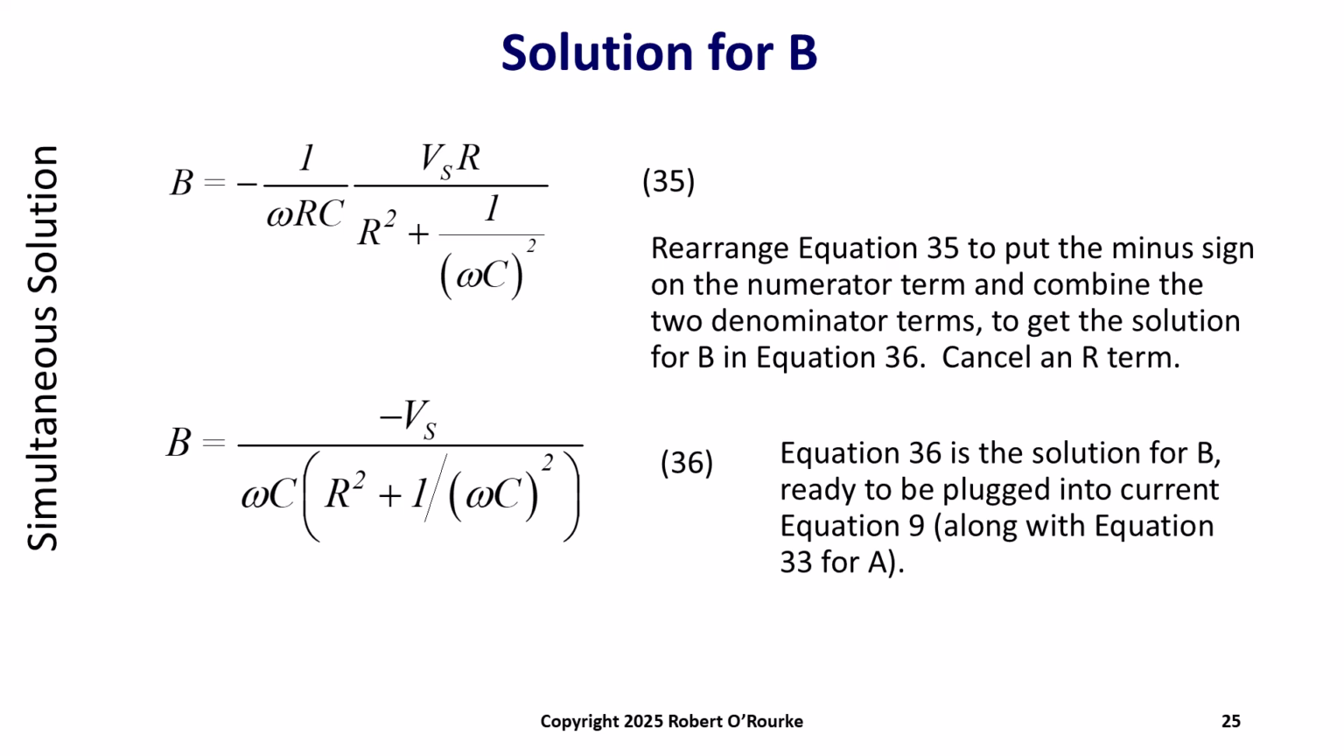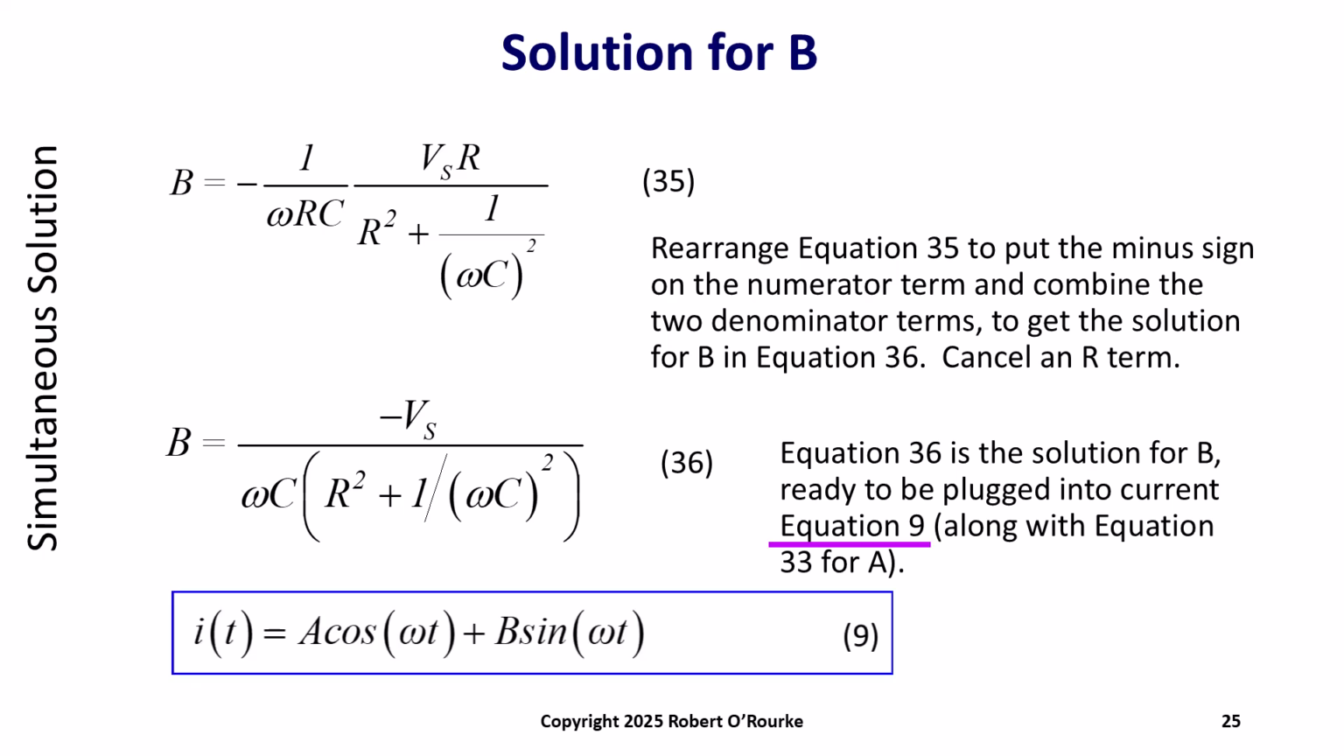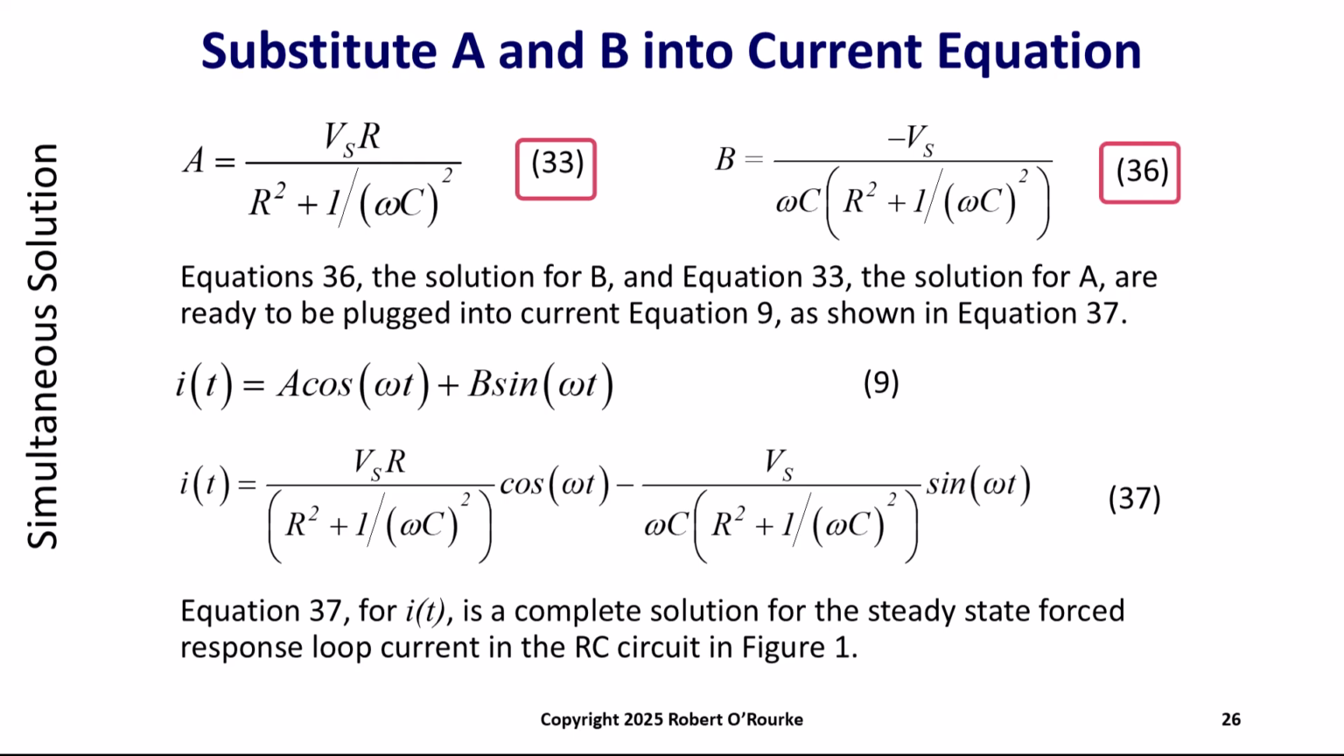Rearrange equation 35. Put the minus sign into the numerator. Cancel the R term between the numerator and denominator. Combine the two denominators using parentheses. The result is equation 36. Equation 36 is a solution for the coefficient B from the original proposed solution form in equation 9. The two simultaneous equations are solved. With equations 36 and 33, we have expressions for both A and B in terms of circuit parameters.